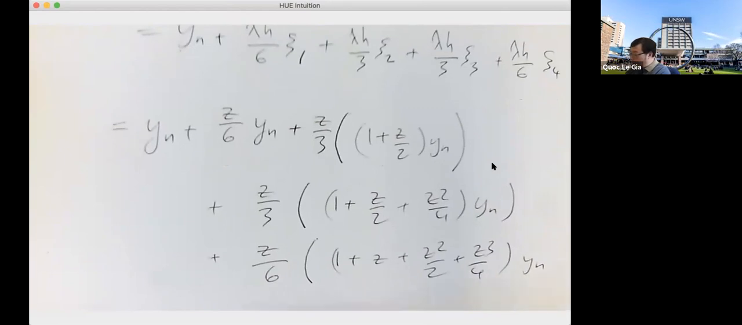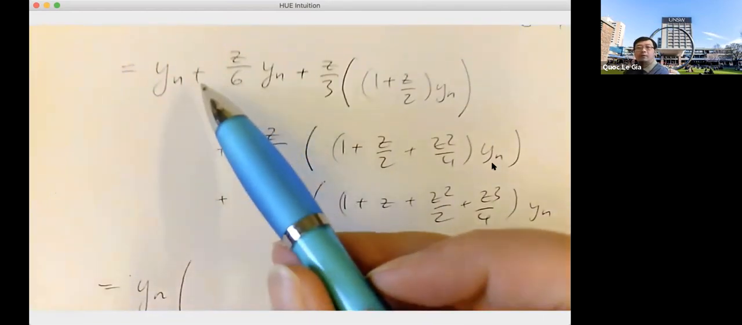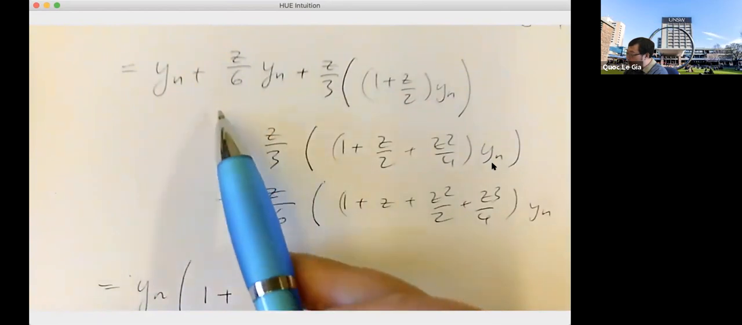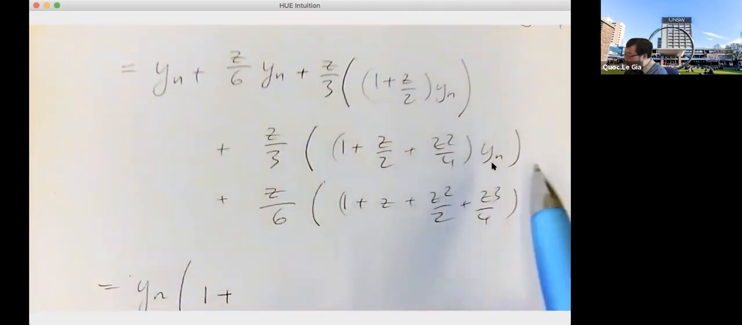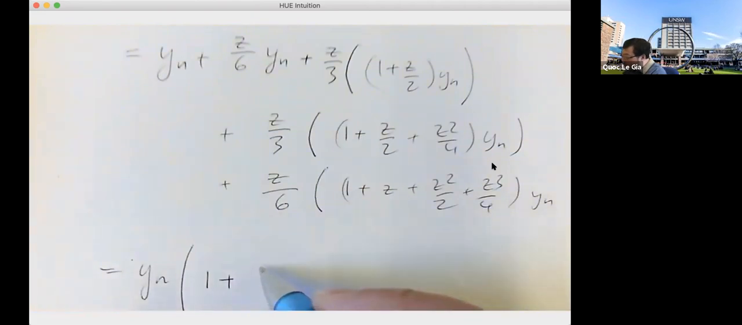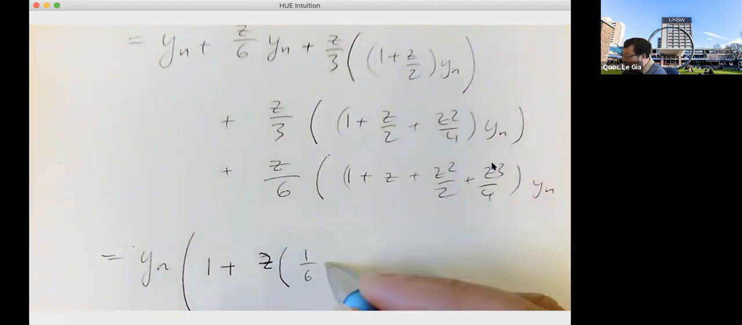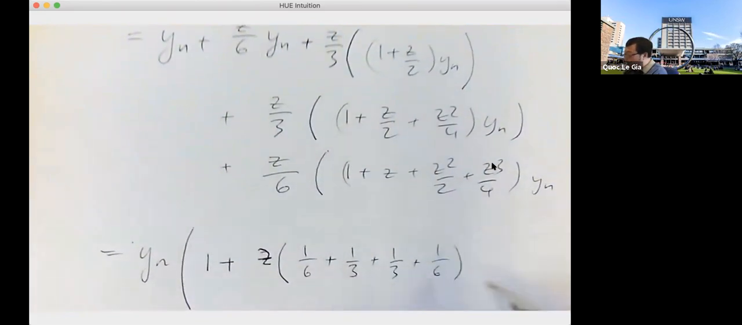Okay, so now we collect the terms. So you know yn will be the common terms. Okay, and now what is the term for constant? So you have 1, okay, and here you have 1 over 6. No, sorry. So no more constant, right? So this one is z. Okay, so no more constant. So how about the term for z? So you got 1 over 6 here, and you got 1 over 3 here. You got 1 over 3 here. You got 1 over 6. Okay. So that is for z, yeah.